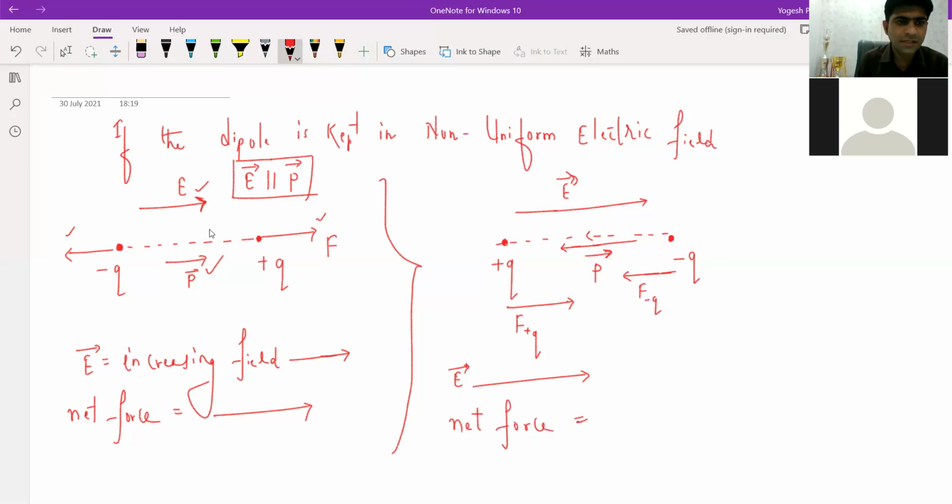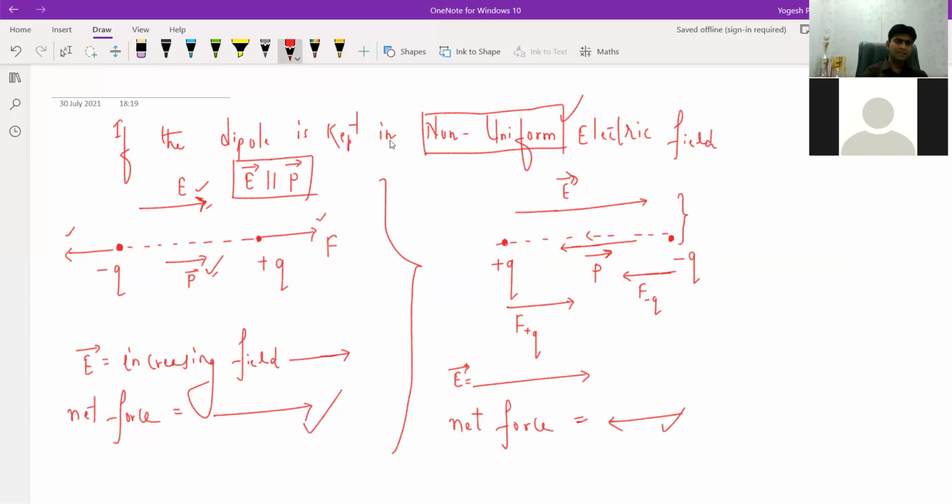Now if you see that in this case, E and P are in parallel position, and here they are anti-parallel with respect to each other. So the direction of net force changes. In this case, the direction of net force is from left to right, and in this case, the direction of net force is from right to left. And this is the case when the electric dipole is kept in a non-uniform electric field.